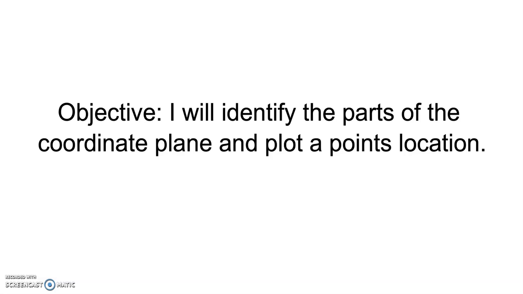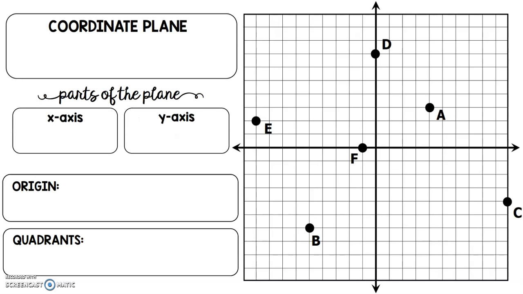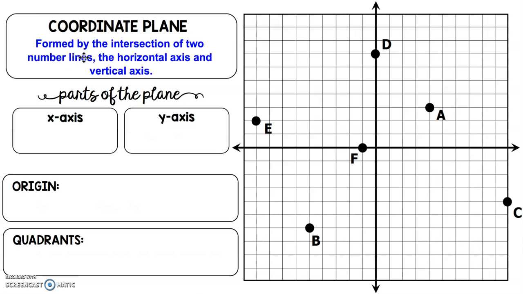In this video, we will identify the parts of the coordinate plane and plot a point's location. So let's talk about what the coordinate plane is. The coordinate plane is formed by the intersection of two number lines, the horizontal axis and the vertical axis.